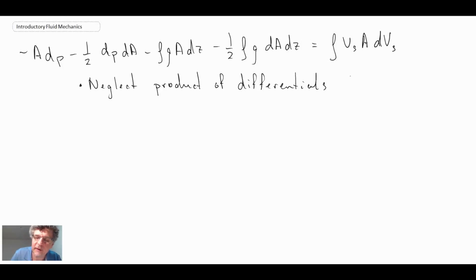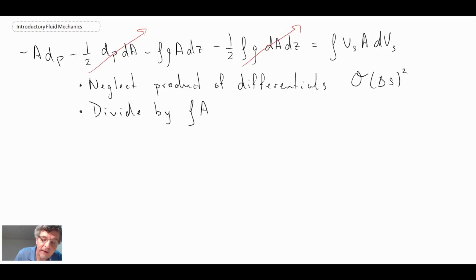So we're neglecting things of order delta S squared. So things that are a differential times a differential, where do those occur in the equation? We have one here, so we'll neglect that. And we have another one here, so we neglect that. Those are the only two places where those occur. So we'll neglect those two terms because they're really small. And the other thing we're going to do is divide the entire equation by rho A, not dA.